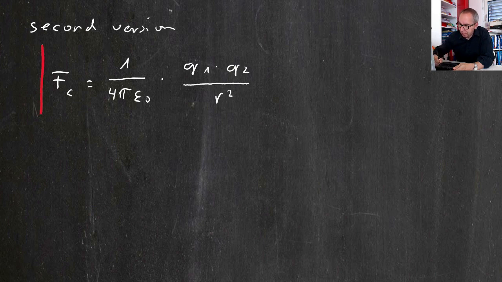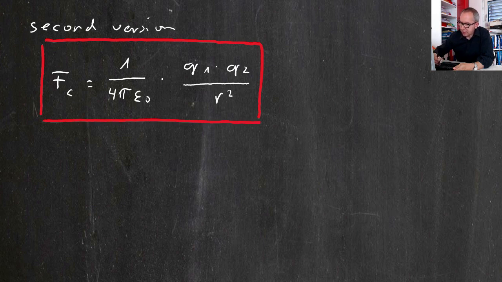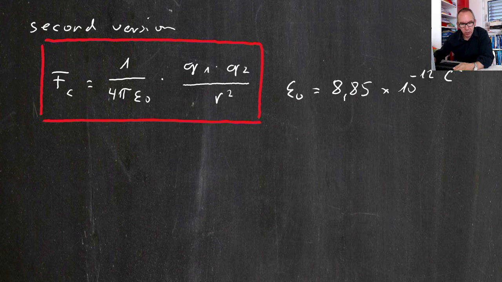So the only difference is that in front of q1, q2 and r squared, there is this new constant. And the epsilon 0 is given to be 8.85 times 10 to the power of minus 12 coulomb squared over newton times meter squared.